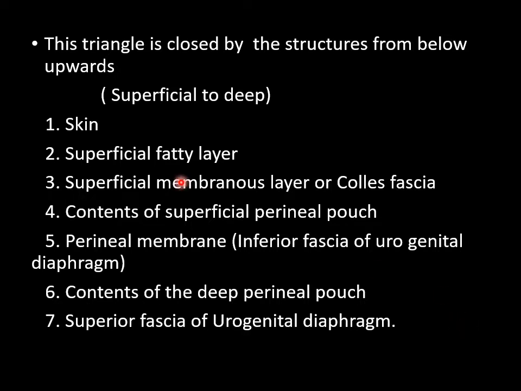Forwards and downwards. So the layers which we are going to identify from outside to inside are skin, superficial fatty layer. Then we can identify the superficial membranous layer, which is also called Colles fascia, and the contents of the superficial perineal pouch, perineal membrane, contents of the deep perineal pouch, and also we are going to discuss the superior fascia of the urogenital diaphragm. Okay, so this perineal membrane is also called the inferior fascia of the urogenital diaphragm.